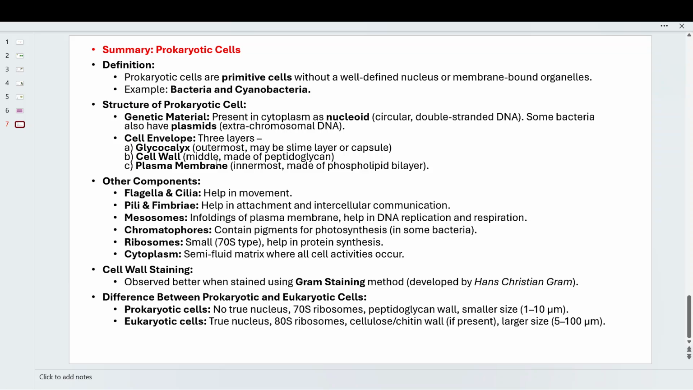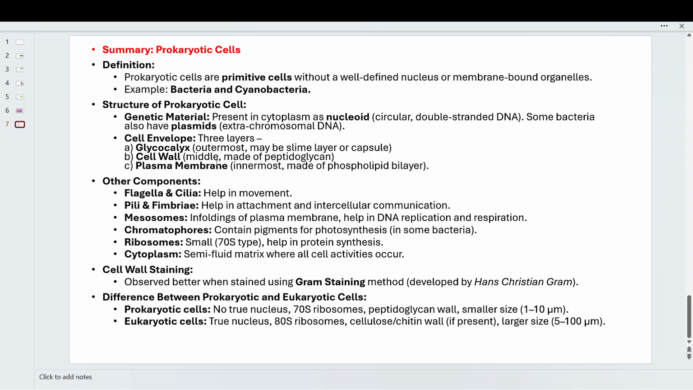Let's talk about the structure of prokaryotic cell. Genetic material is present in the cytoplasm, known as the nucleoid. It is circular double-stranded DNA. Some bacteria also have extra chromosomal DNA called a plasmid. The cell envelope has three layers: glycocalyx, cell wall, and plasma membrane. Glycocalyx is outermost, the cell wall is in the middle, and the plasma membrane is innermost.